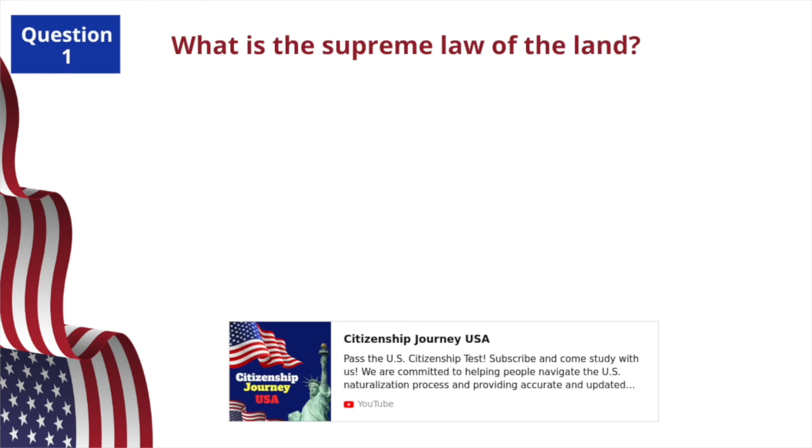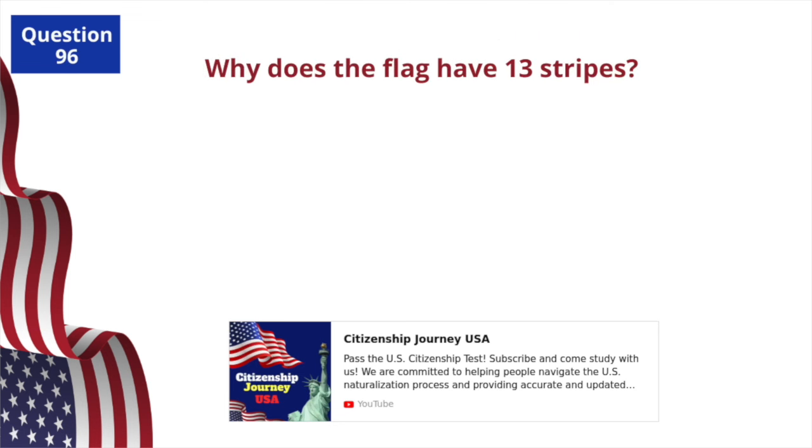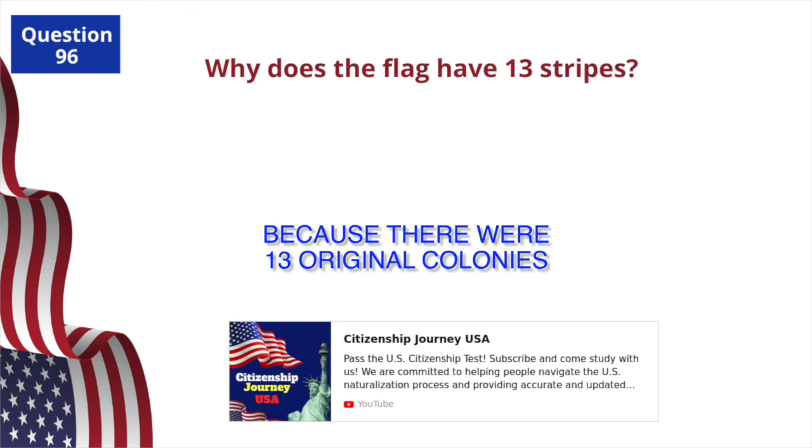What is the supreme law of the land? The Constitution. Why does the flag have 13 stripes? Because there were 13 original colonies.